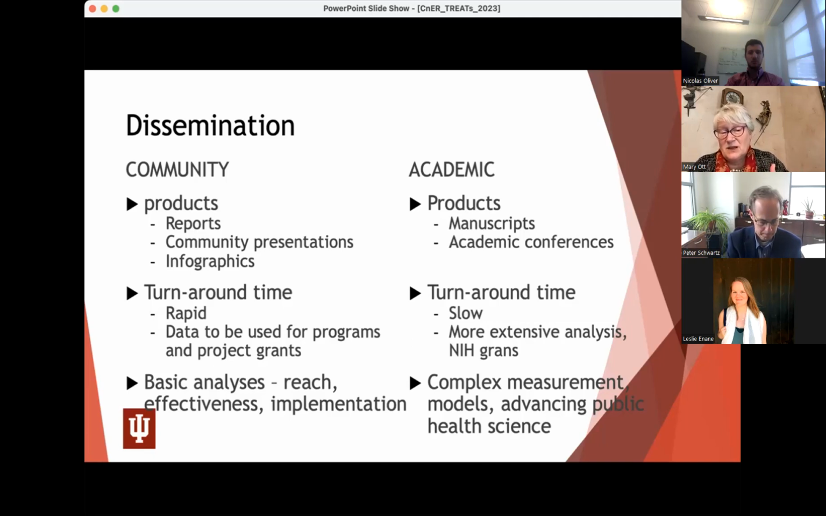We're looking at applying for NIH grants, which are also long-term things. The types of analysis for community work are really basic analysis, looking at the reach, effectiveness, implementation, applied work. Whereas on the academic side, we're going to look at complexities around measurement, complex models, and really advancing public health science. So there's a disconnect on the dissemination products. And one of the hard initial conversations that we frequently have is, what are the dissemination products and what's the timeline for dissemination?